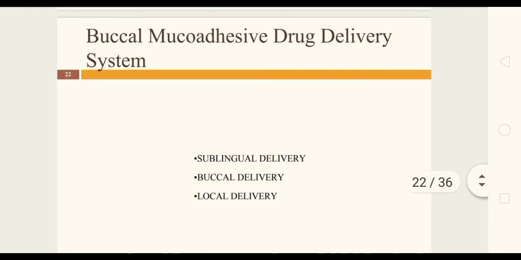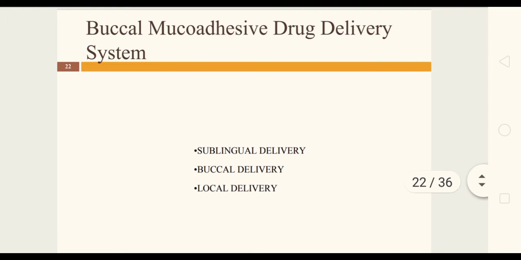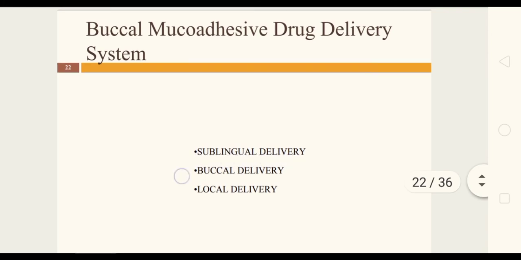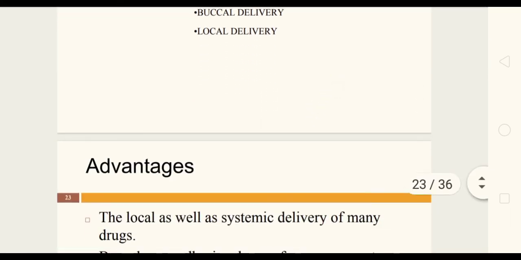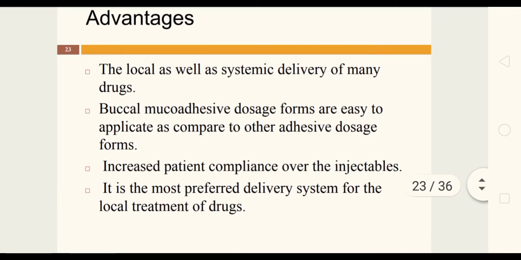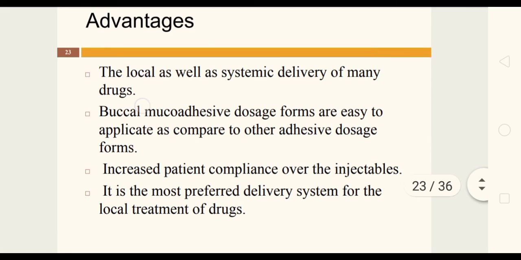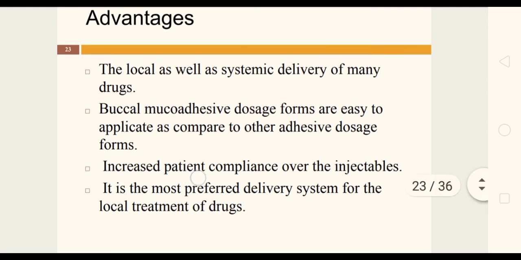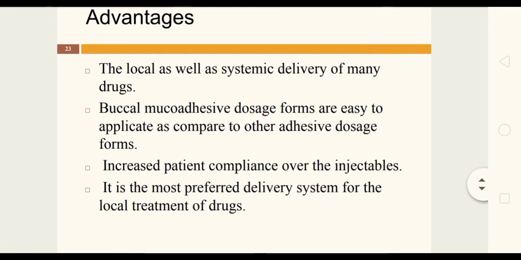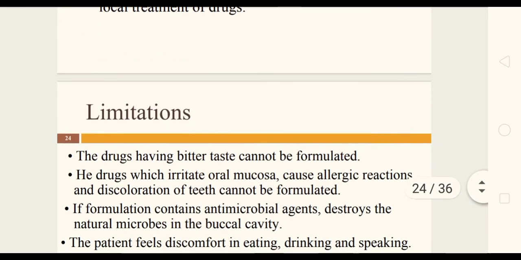The next one is the buccal mucoadhesive drug delivery system. There are three: sublingual delivery, buccal delivery or local delivery. So these three are the basic delivery systems for buccal mucoadhesion. Next we will see the advantages of this system. The basic advantages include that local as well as systemic delivery is achieved. Then it is easy to apply as compared to other adhesive dosage forms. It increases patient compliance, easy to use. Actually patients don't prefer injectables more. Then it is the most preferred delivery system for local treatment of the drug. Therefore it is preferred.